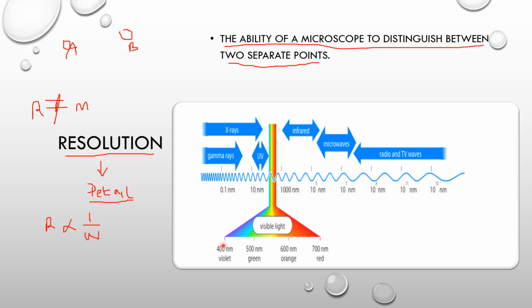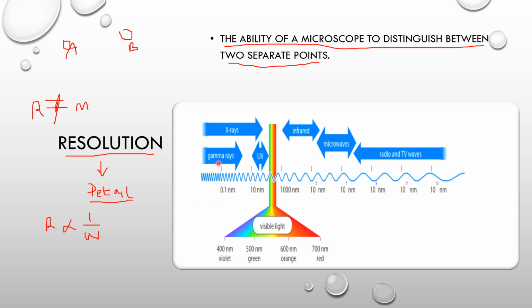Visible light has a range. The smallest is 400 nanometers, this is the wavelength, and the highest is 700, that's red, and all of that is violet. Now, these are different electromagnetic waves that could be used to see, but they have different wavelengths. So gamma ray, x-ray, UV: you see that resolution is inversely proportional to wavelength. That means the shorter the wavelength, the higher the resolution.